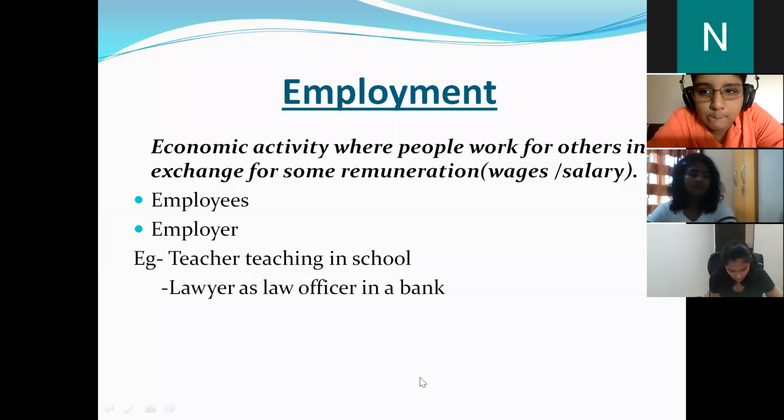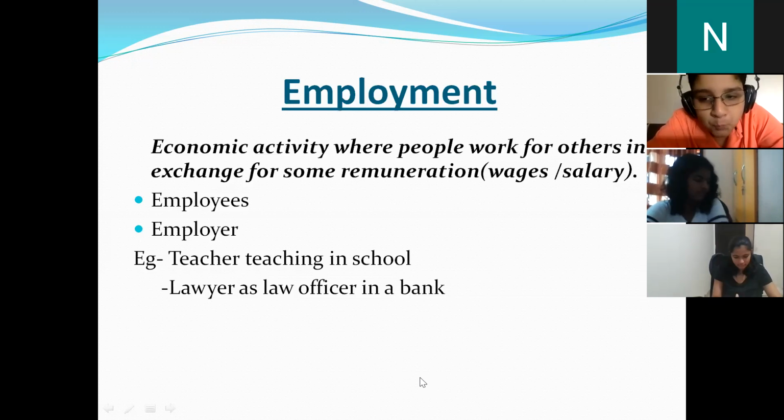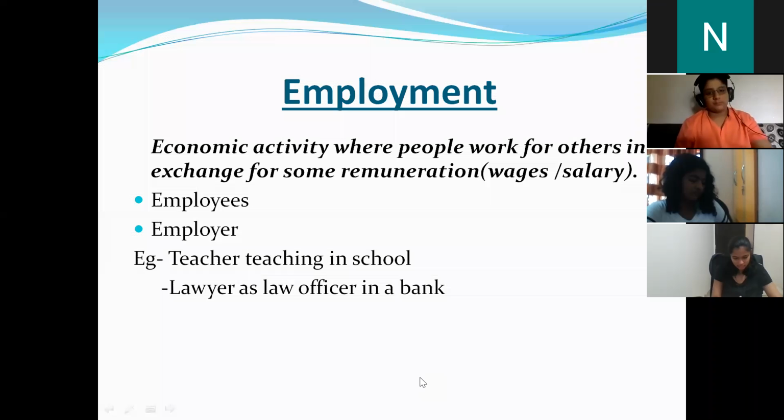A simple example: a person who works for the other is known as an employee, and the person who hires the other person is known as an employer. Take a teacher teaching in a school. The school is the employer, and the teacher is the employee. The teacher is working for the school, and in return she is getting a salary. That salary is known as remuneration, which is normally given by the employer to the employee.